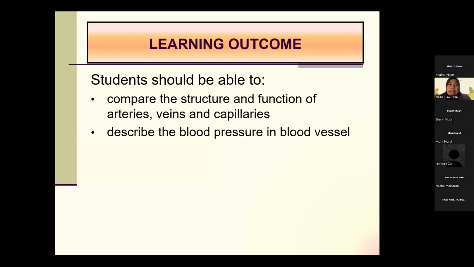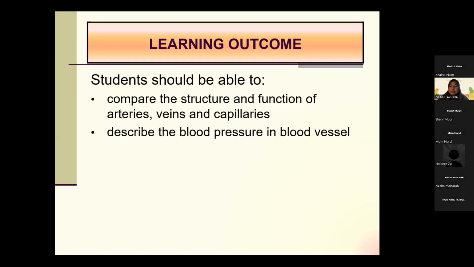Okay, so next we are going to learn about the blood vessels, the comparison between artery, vein, and capillary, and also what happens to the blood pressure in each of the blood vessels. Okay, so take your 5 minutes break and we will continue after this. Okay, take 5.